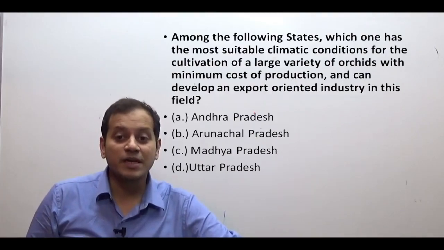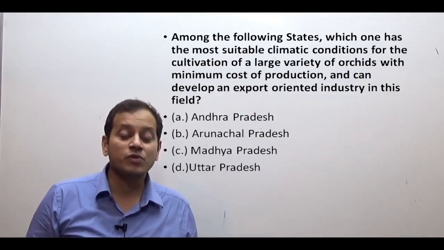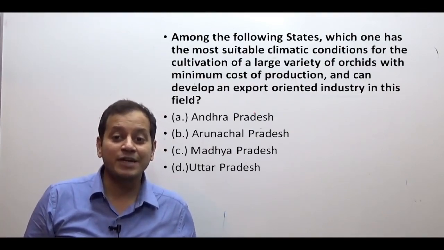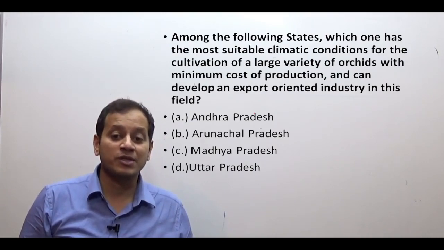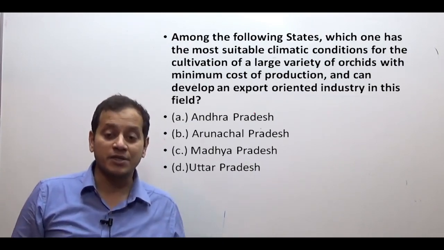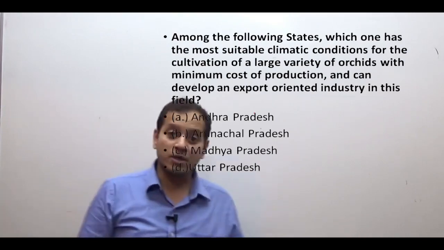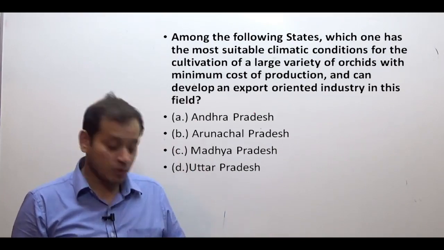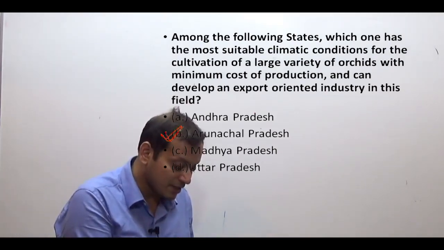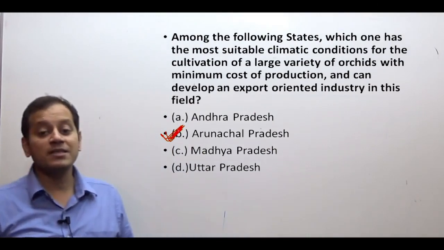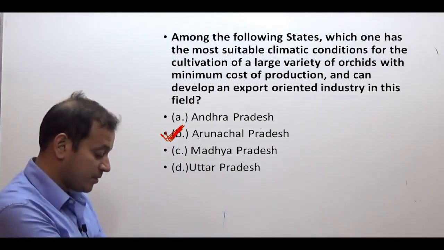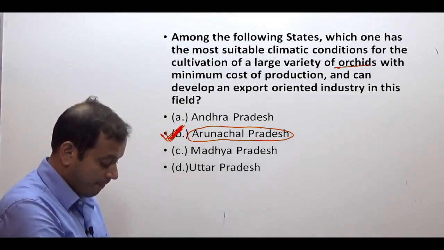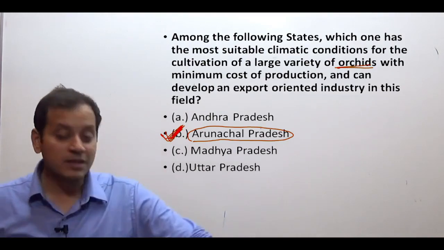Now let us go to the next question. Among the states, which one has one of the most suitable climatic conditions for cultivation of a large variety of orchids with minimum cost of production that can develop into an export-oriented industry? Andhra, Arunachal, Madhya Pradesh, Uttar Pradesh. Now, if you have been following the current affairs from the last 1 year, if you are following the Prime Minister's visit, you know that for orchid cultivation, the best state is Arunachal Pradesh. So the answer is Arunachal Pradesh for orchids. The Eastern Himalayas. Remember this. Come to the third question.